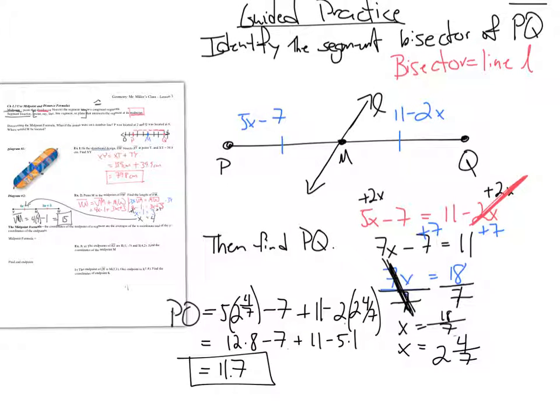So hopefully you went through and did the work associated with this. A couple of the key points: first of all, the bisector is L, so line L, because we don't have another point to label it by. Then I set PM and MQ equal to one another, across the equal sign, and then I solved for x. Once I found what x was, I subbed x back in, knowing that PQ equals PM plus MQ. And therefore I got for my total answer 11.7.